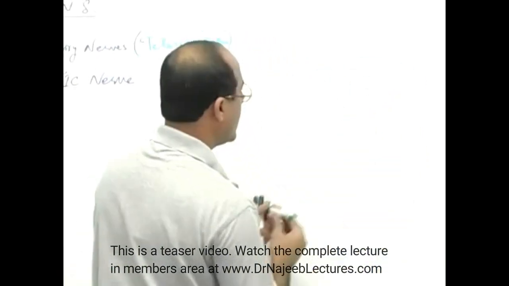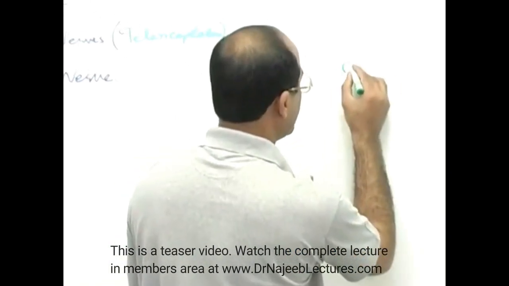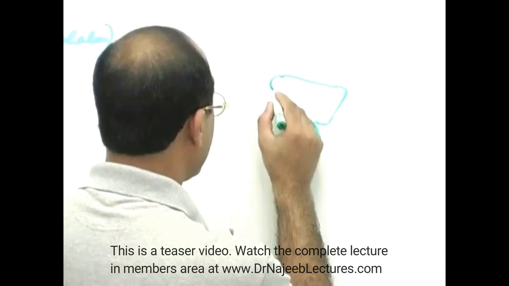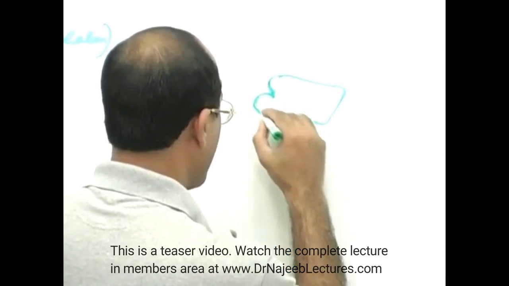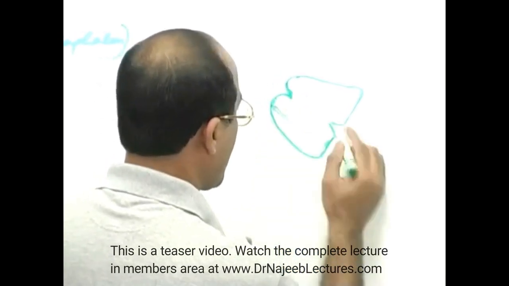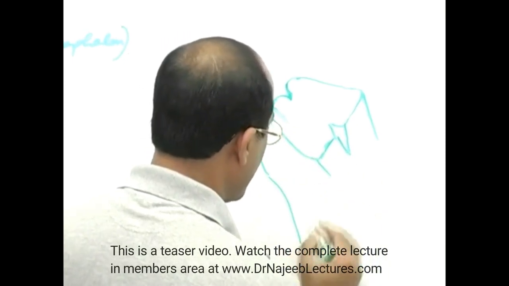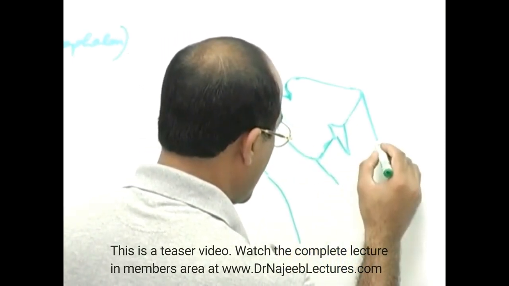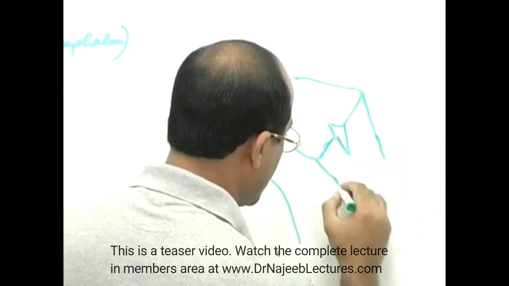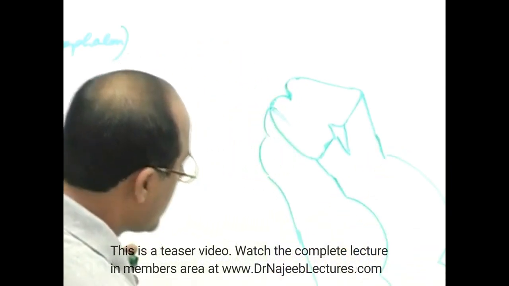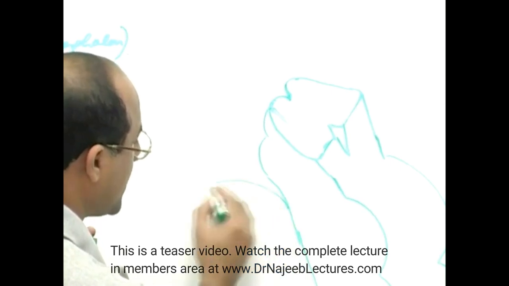Okay, let the midbrain face towards you so that you can visualize it better. Here is the midbrain, and you must be knowing that under this there is the pons, and then there is the medulla, and of course all of you know what should be behind it.